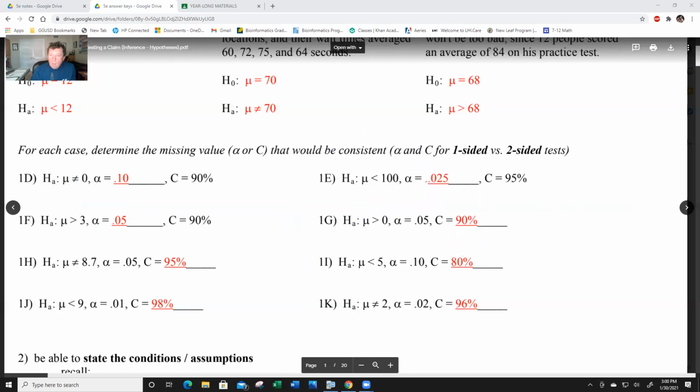Okay, G. Again, this is one-sided, and we have an alpha of 0.05. So I must double that to make it two-sided. Now it's 10%. 100 minus 10% is 90%. I hope you're getting the hang of it. Next, two-sided, alpha is 0.05. That's already two-sided, so there's 2.5% on each tail already. So you go 100 minus 5% and you get 95.